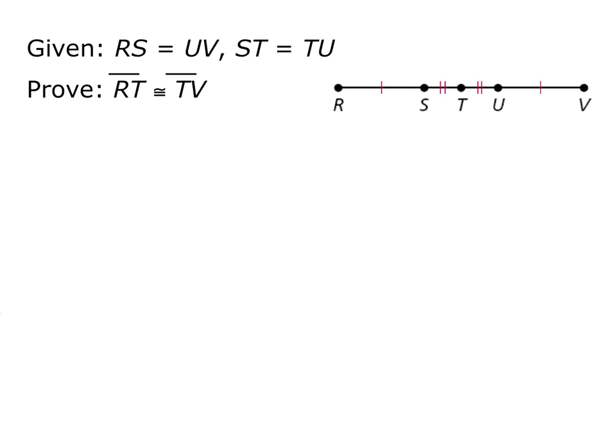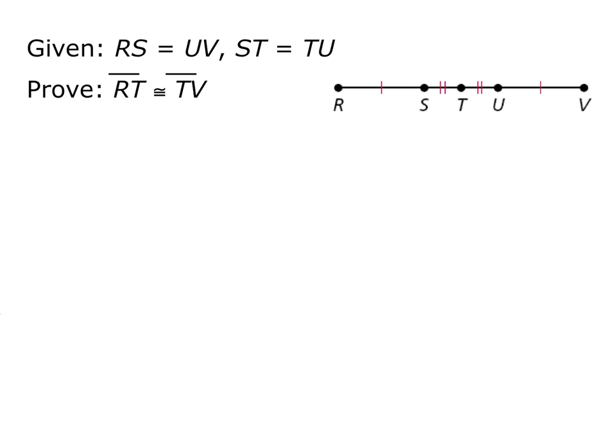How will we know when those two are congruent? What's that definition? Congruent segments are what? When are two segments congruent? What was that definition? See how studying the Quizlet flashcards could help now? Congruent segments are segments that have the same length. So if I can get RT and TV having the same length, then I'll be able to say they're congruent.